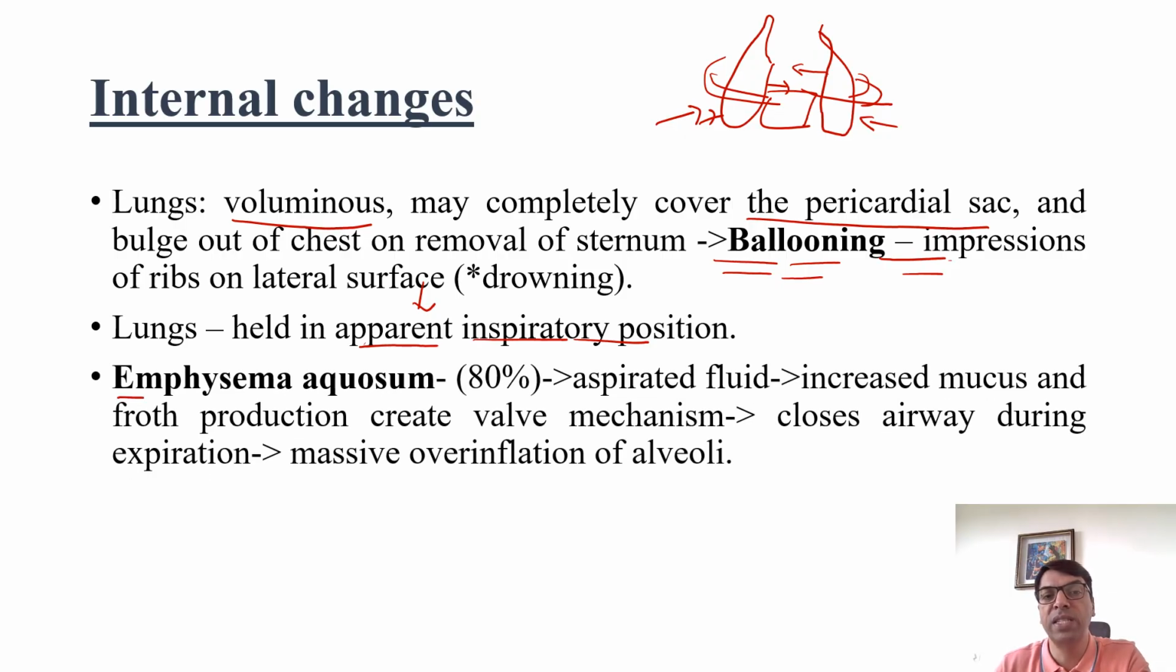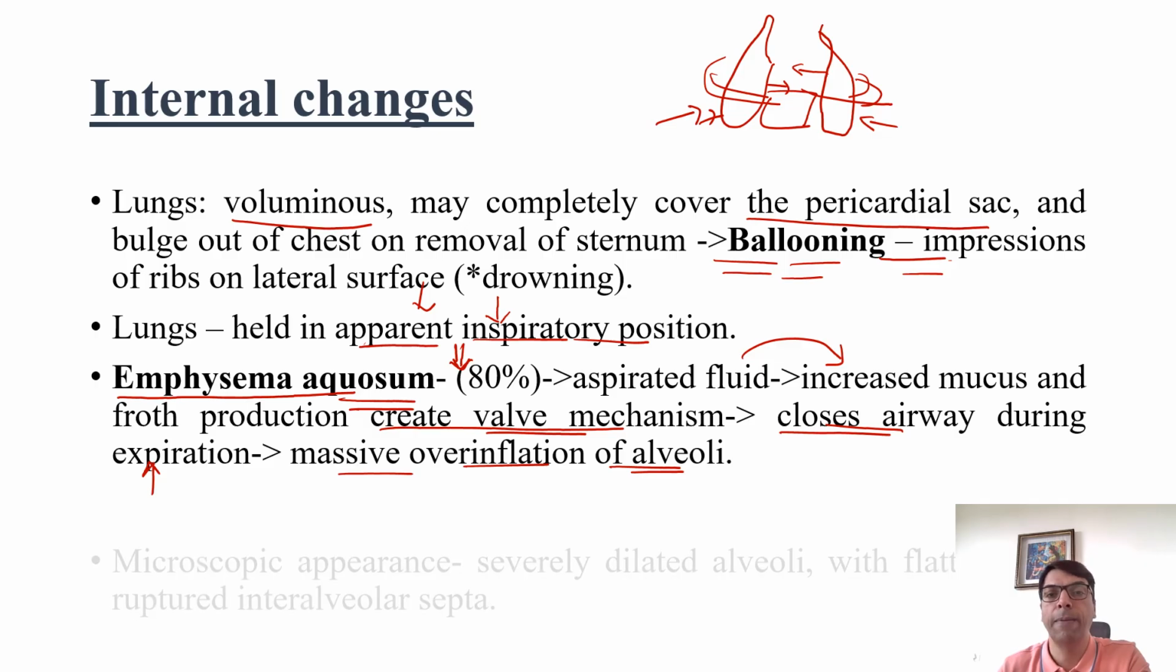There is a term called emphysema aquosum. It is seen in 80% cases of drowning when the individual is alive at the time of drowning. Because of aspirated fluid, there is increased formation of mucus and froth. Mucus and froth create a valve mechanism, and the valve inhibits the airway. There is no activity of expiration. So in apparent inspiration, the valve mechanism closes the expiration, and there is massive overinflation of alveoli followed by rupture of the alveoli.